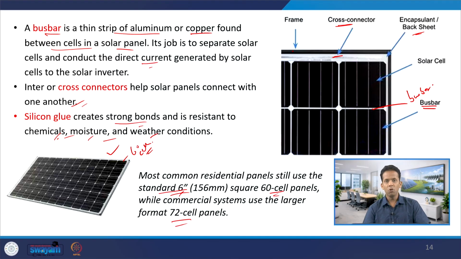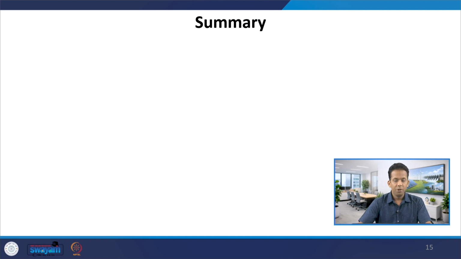So these are the most common which are in existence at present, but as mentioned earlier in the previous lecture, this size has gone all the way up to 210 mm, and the capacity of one cell has also risen from 2 watt to up to 10 watt. The modern cells, one cell can have up to 10 watt. So that was all for today's lecture.